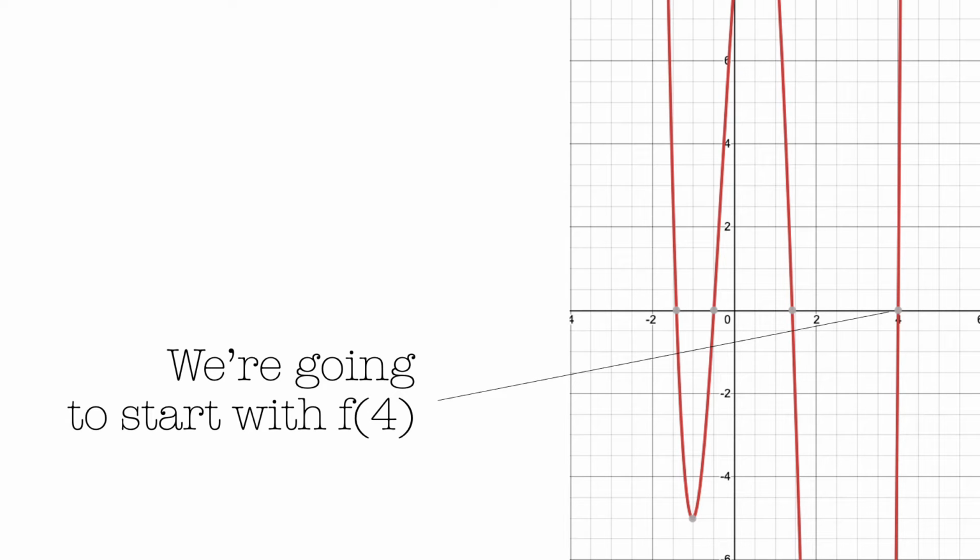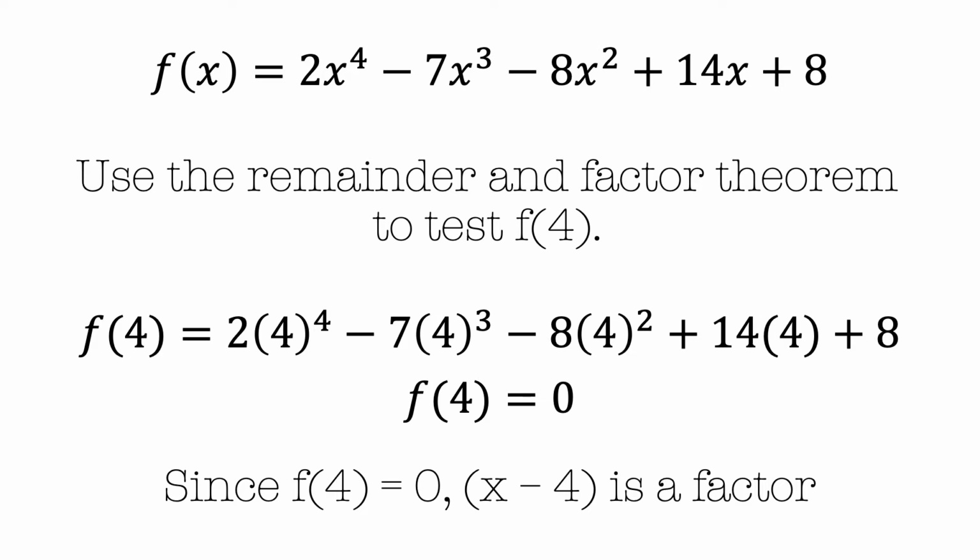We're going to start with the function value of 4. So let's test the function value of 4. 2 times 4 to the 4th minus 7 times 4 to the 3rd minus 8 times 4 squared plus 14 times 4 plus 8 equals 0. Since function value of 4 equals 0, x minus 4 is a factor.